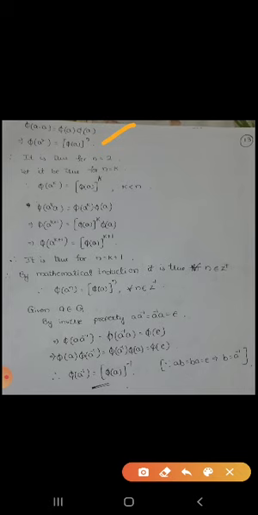This is true for n equal to 2. Let it be true for n equal to k. That implies phi of a power k equals phi of a whole power k. Now we will prove that it is true for n equal to k plus 1. So here phi of a power k equals phi of a whole power k.